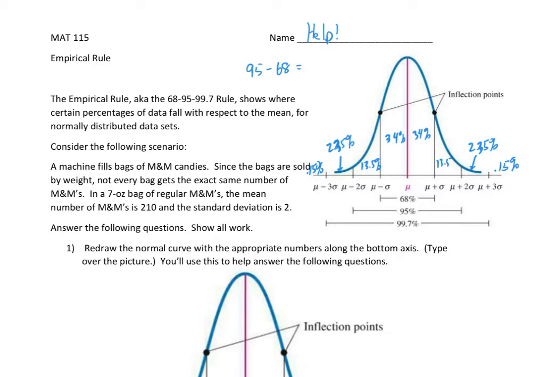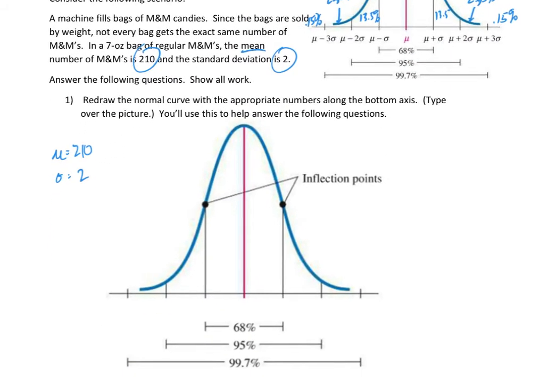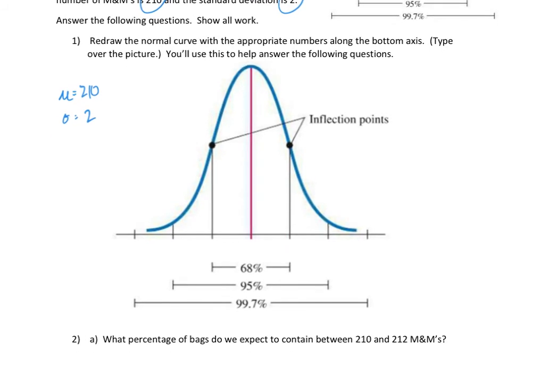Okay, highlighting the important things here. For our 7-ounce bag of M&Ms, the mean number of M&Ms is 210, and the standard deviation is 2. So our mean mu is 210. Standard deviation sigma is equal to 2 M&Ms. Scrolling down here, they asked me to redraw the normal curve. We've already got it redrawn for us.